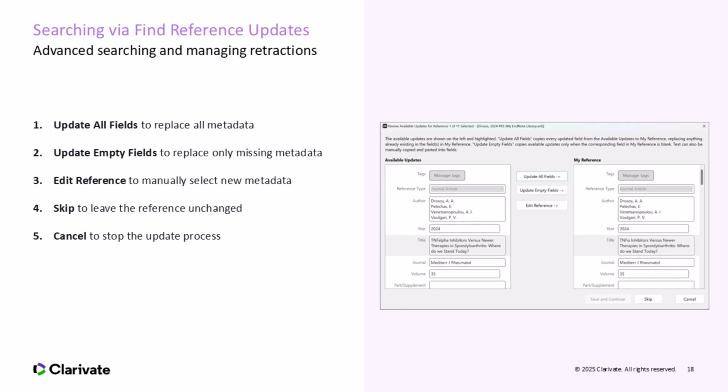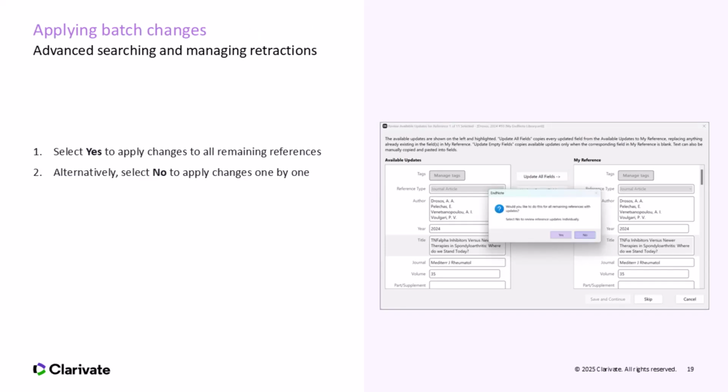These options give you flexibility, ensuring you can update your references exactly as needed. Once you've selected how you want to update your references, EndNote gives you the option to apply changes to multiple references at once. Here's how it works. If you want to apply the same changes to all the remaining references in your batch, simply press Yes. This will save you time by applying the same update to each reference.